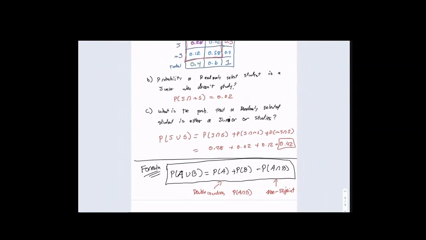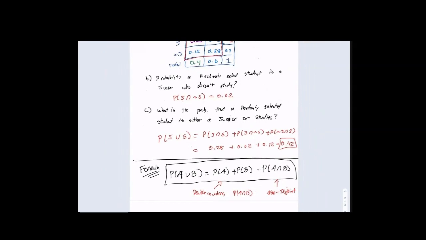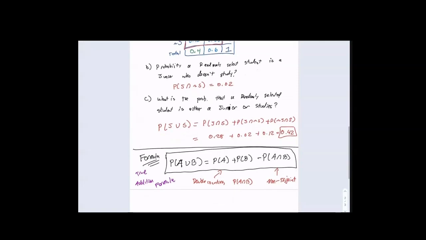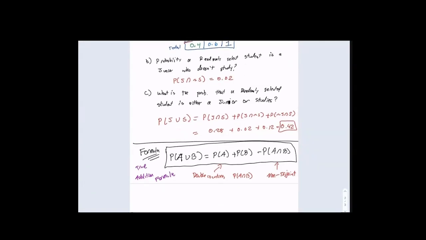Okay, so that is the true addition formula. It's a big one for us. And don't worry, it's on your formula sheet. That one is there, so you don't have to memorize it. It's given to you on the exam. I don't know, it might be open notes. I don't know. So that's how we do that.